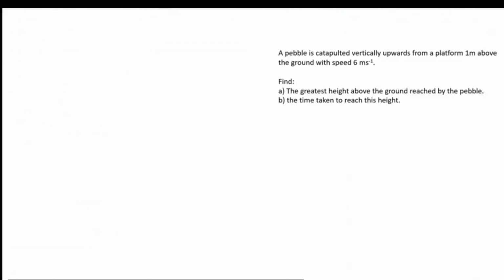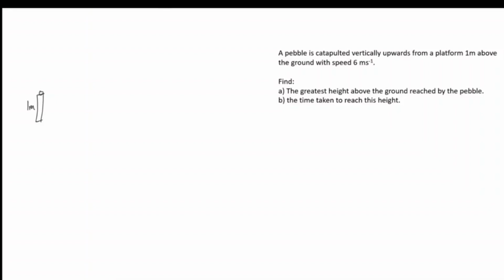In this question, we've been told that a pebble is catapulted vertically upwards from a platform which is 1 meter above the ground. It's catapulted upwards with a speed of 6 meters per second. We've been asked to find the greatest height above the ground reached by the pebble. Let's start with a quick diagram.